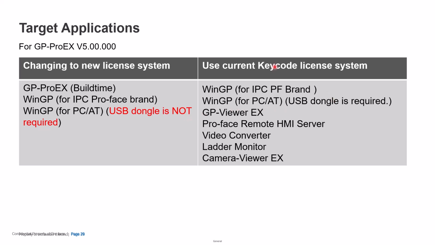What will continue to happen with using the current key code license system is you can also get the WinGP for the ProFace brand as it is today. You can do it for a generic third party with the same system that we have today with the license and the dongle. GP viewer licenses are staying the same. Remote HMI server licenses, video converter, etc. So all those licenses are staying on the current key code system.